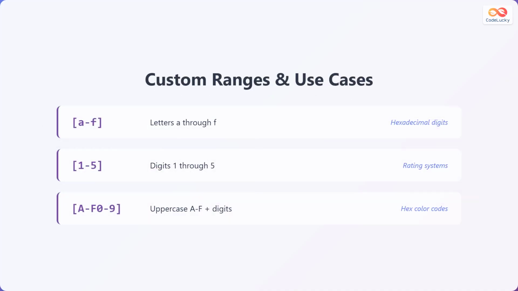Ranges can also be customized for specific use cases. For example, the pattern [a-f] matches letters a through f, often used for hexadecimal digits. The pattern [1-5] matches digits 1 through 5, which can be useful in rating systems. Also, the pattern [A-F0-9] matches uppercase letters A through F and digits, as seen in hexadecimal color codes.